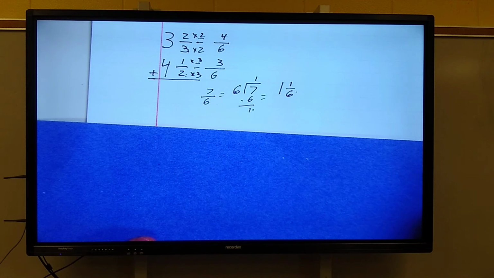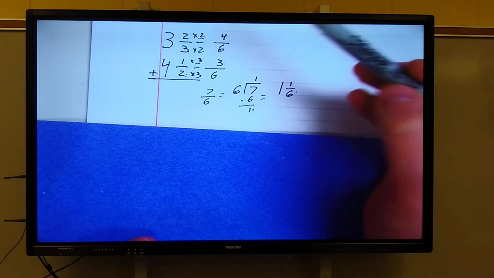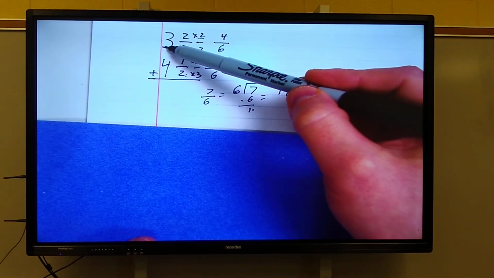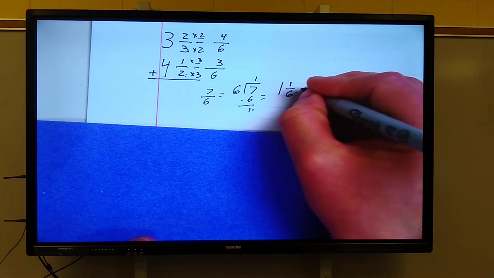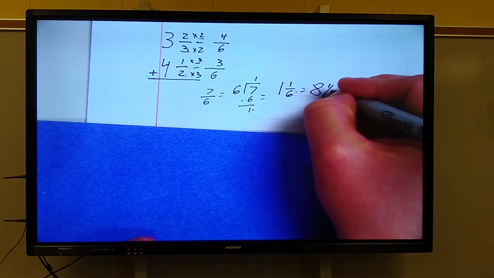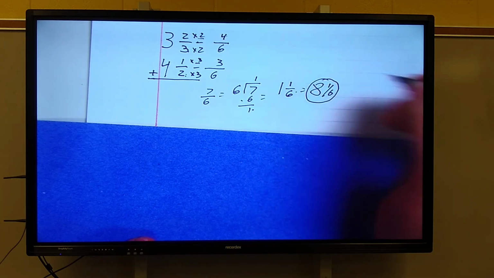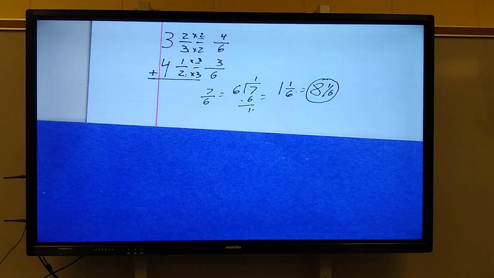Now I add all the whole numbers. 4 plus 3 plus 1 is 8. My answer is 8 and 1/6. And that better be your answer too. So there you go, you little bitty 5th graders. That is how you get it.